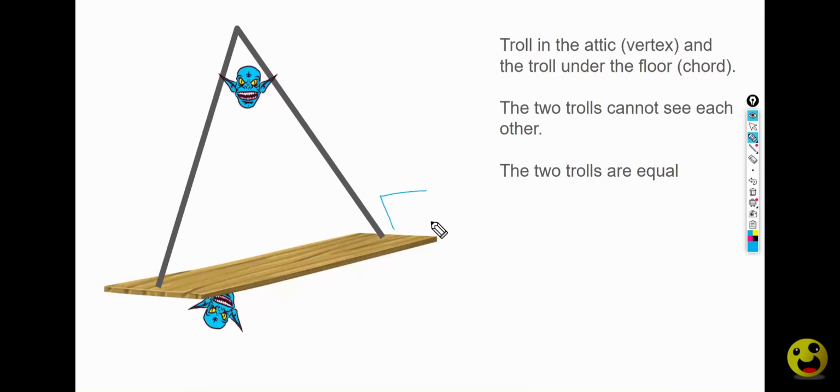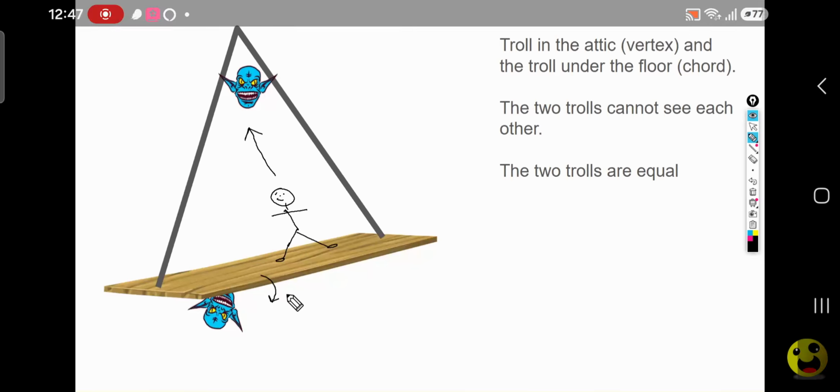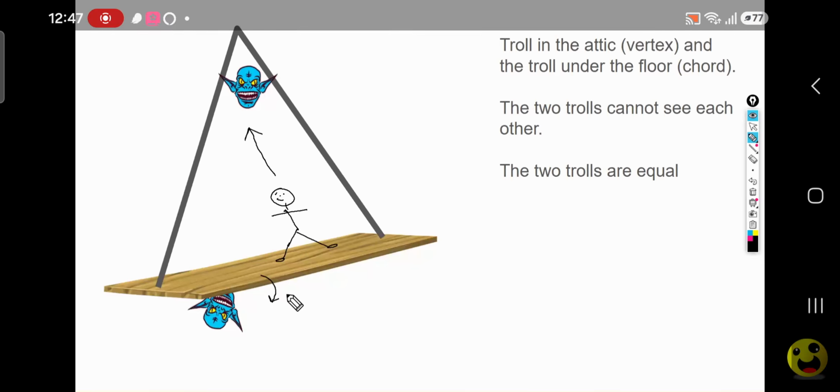Let's say that this is the door of the house, and somebody now walks into the house. So you have someone standing over here. It's like a little horror movie, right? They're standing on the wooden floor. Now, above him is the attic, and below the floor is the basement. The basement is underneath the ground.